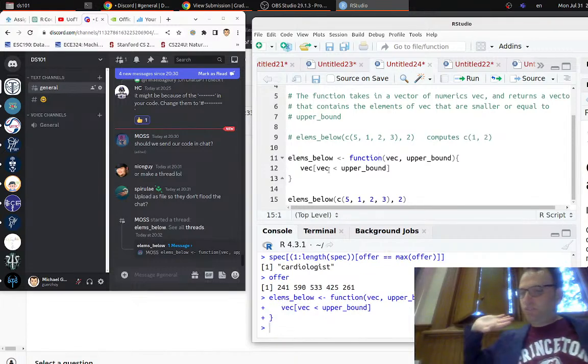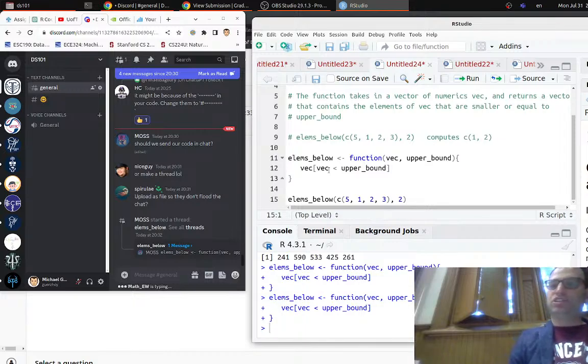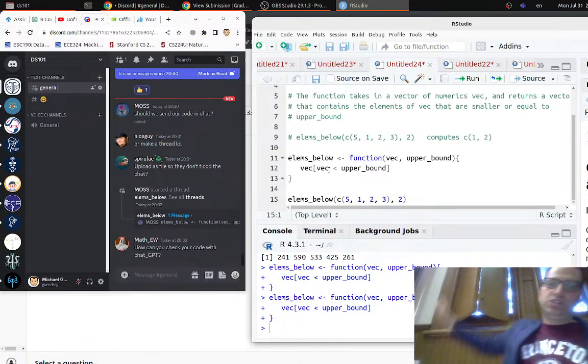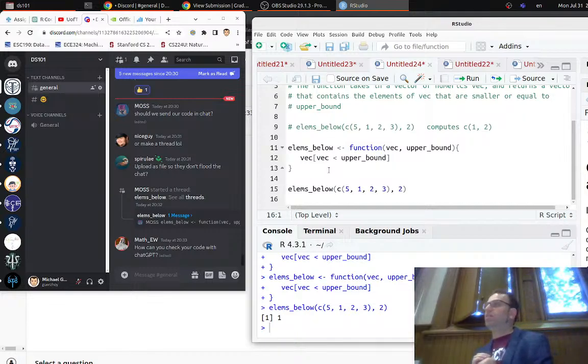So what I would do is, okay, I wrote the function, so in order to be able to try it, I need to run it once so R knows about it. So I press Control Enter here. You could also just press source. And now you can say LMs below, and it says, oh, the answer is 1.